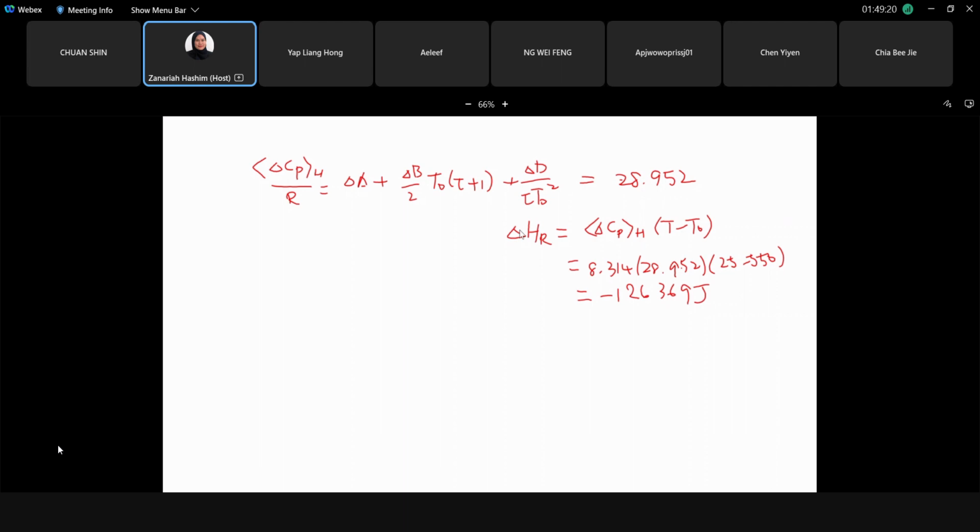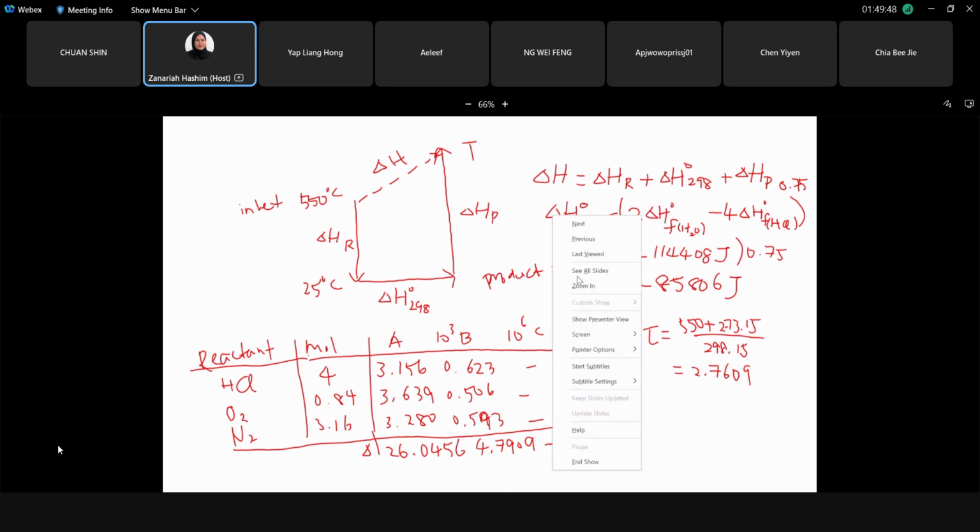Alright, next you have to find delta HP for the product stream. But the problem here is that we don't know the final temperature, because our T is what we want to find. So it's a bit complicated, a bit tricky. But you still have to do the same steps. You need to list out the mole numbers of the product stream, the same as before. We make a table like this: you list out the product, the mole number, and then the ABCD.